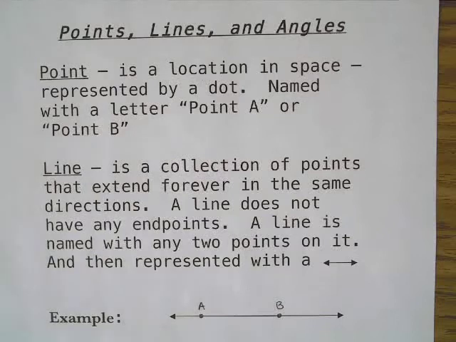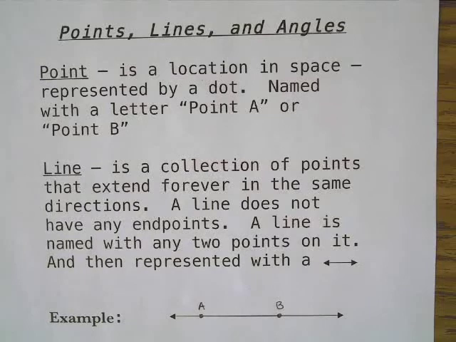So a point. A point is simply a location in space. Point A, point B, point C, point D, point E, point F. Just a spot in space. And it's represented by a dot and named with a letter. Example, point A or point B. So it'll be a big black dot and have a letter by it, and that's called a point. And you simply label it as point A or point B or point C or point D or whatever the letter is above it. That's a point.